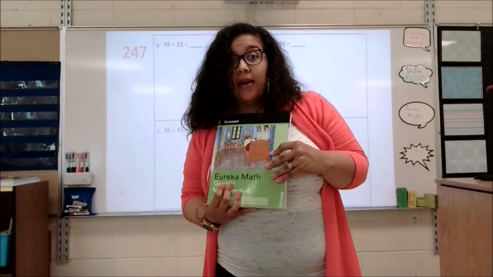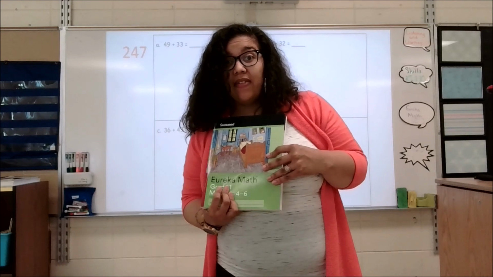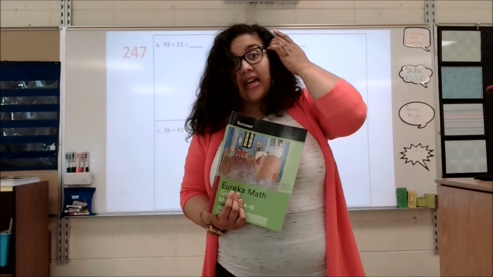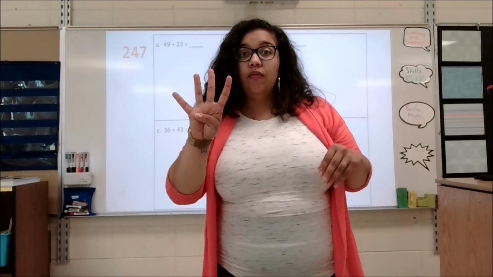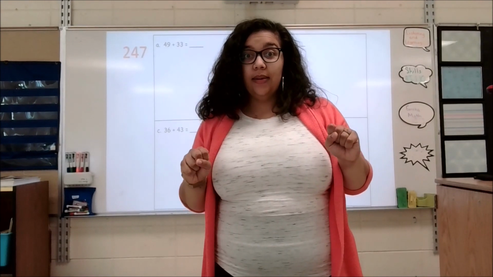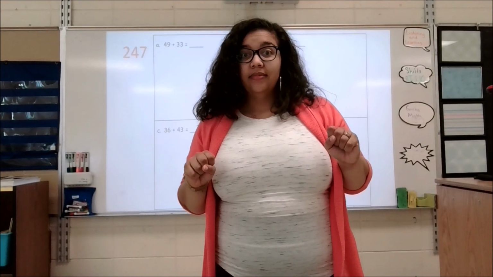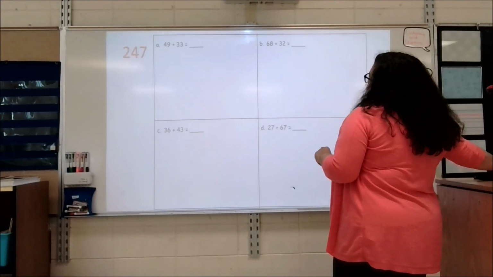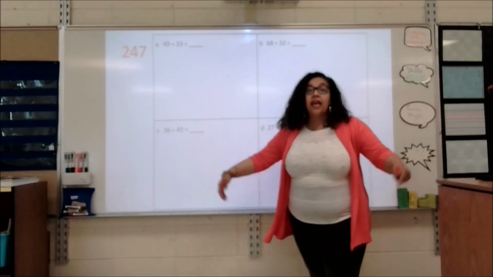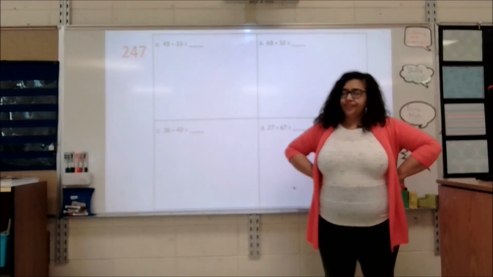By now, you should be on page 247. 24 tens and 7 ones. Those digits are 2, 4, 7. Are you ready? Great. Let's begin. The first one reads, the same, we're doing it again.